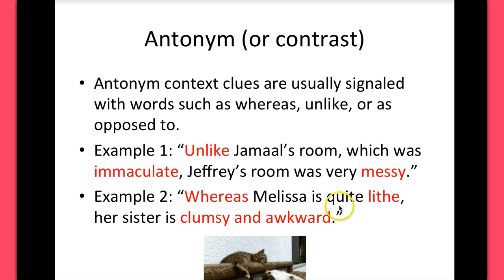Whereas Melissa is quite lithe, her sister is clumsy and awkward. So I don't know this word, but I know that clumsy and awkward means someone that's always falling down, not paying attention, oblivious to different things. So lithe must be the exact opposite, or in contrast to, clumsy and awkward. So Melissa must be smooth, graceful, has great balance.